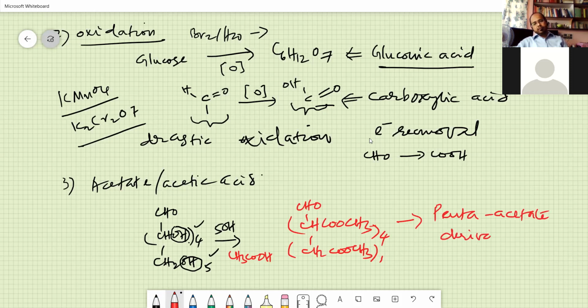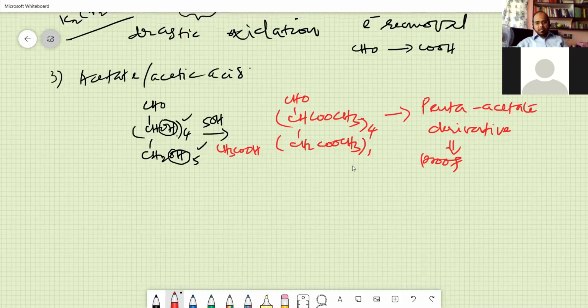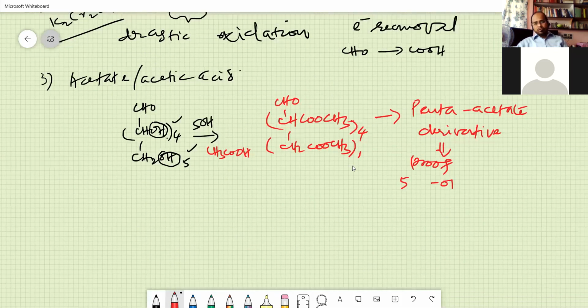derivative. Now the penta-acetate derivative is a proof. What is it a proof of? It's a proof that the penta-acetate derivative suggests there are 5 hydroxyl groups. The oxidation and reduction suggested there is a reactive carbonyl group, and this one is suggesting that you have got 5 hydroxyl groups. All the 5 hydroxyl groups are very reactive. Therefore, glucose is a pentahydroxy derivative. Okay, so that is the fourth reaction.